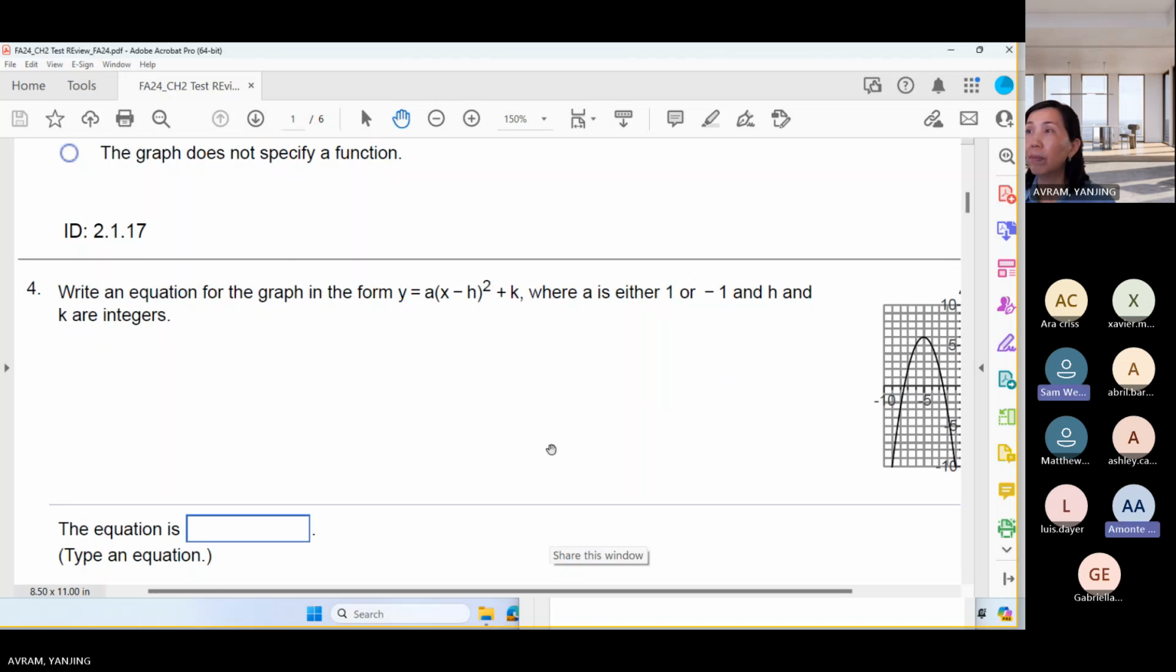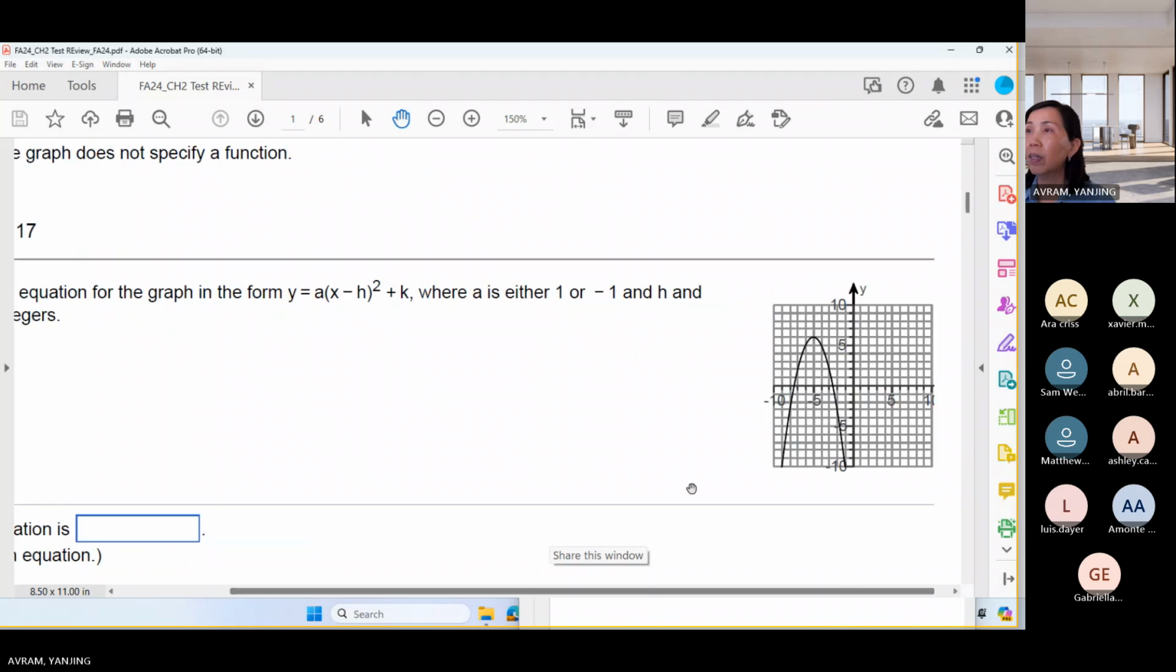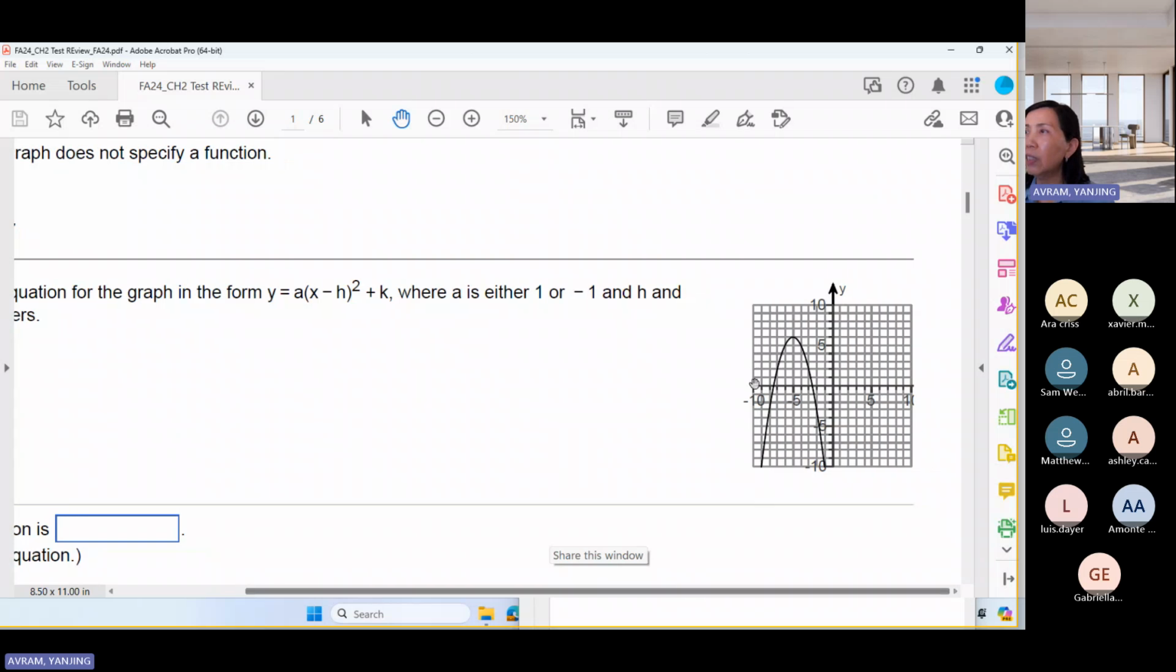It'd be negative. Well, this graph, this quadratic, is facing down. So that means yes, negative. A should be negative. Negative is facing down. So if A is negative, it's facing down; positive would be facing up. And this is your vertex.